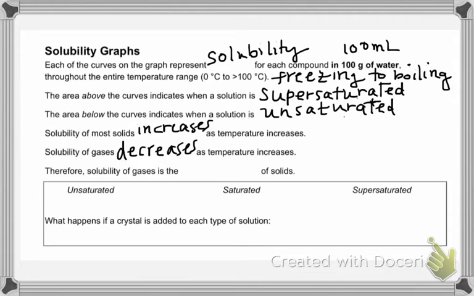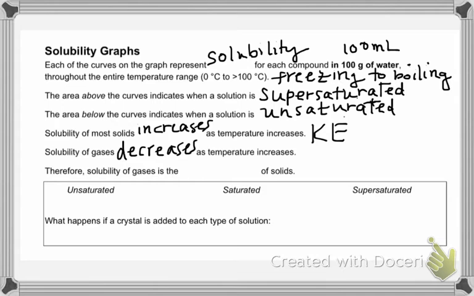Solubility of most solids is going to increase as temperature increases, and that's because of kinetic energy. Okay, now with gases, it's the opposite. Gases' solubility actually decreases as the temperature increases. And that's because as the kinetic energy of the gas solute increases, its molecules have a greater tendency to escape the attraction of the solvent molecules and return to the gas phase. So basically, because the gases are already high energy, they don't really dissolve very well in a solvent.